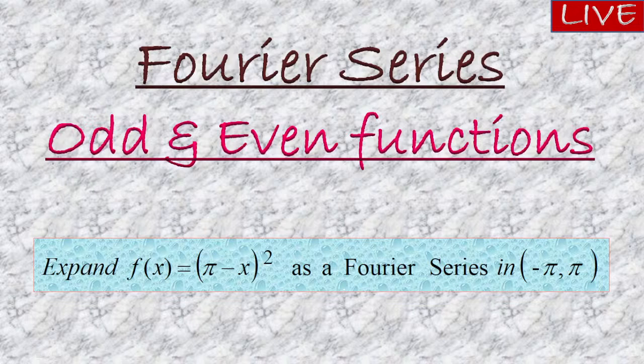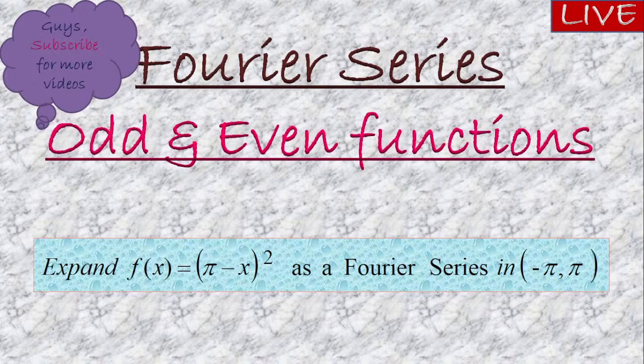In this video, let me see an example under odd and even functions in Fourier series. For that, here I am going to take an example. Expand f of x is equal to (pi minus x) the whole square as a Fourier series in an open interval minus pi comma pi.